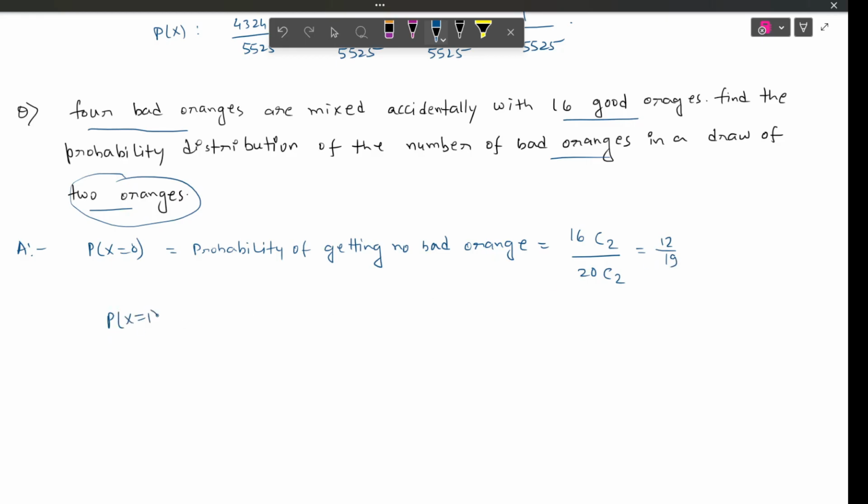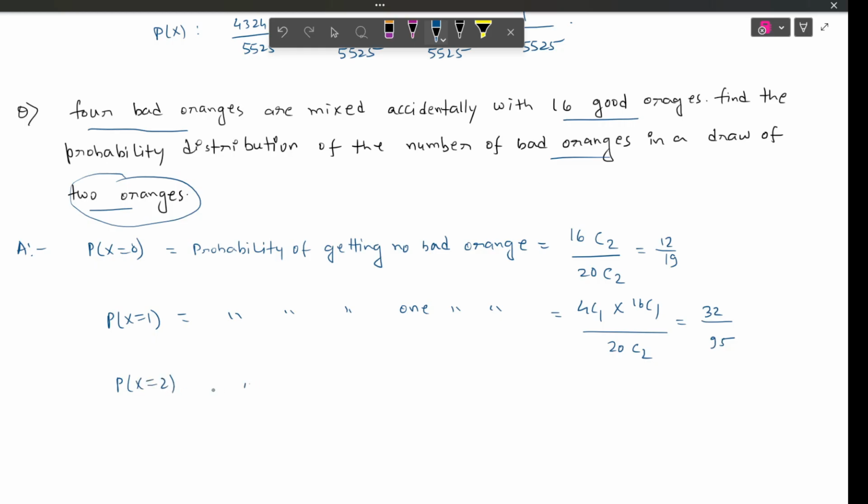So probability of x equals 1, that means probability of getting one bad orange. So what does it mean? This means that you have taken one bad orange from 4 bad oranges and one orange from 16 good oranges. So 4C1 multiplied with 16C1. So 112 ways out of total 20C2. This value comes out to be 32 by 95.